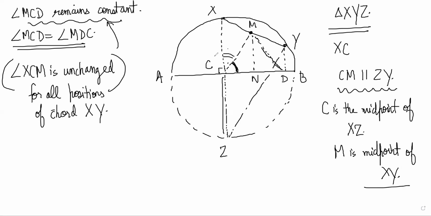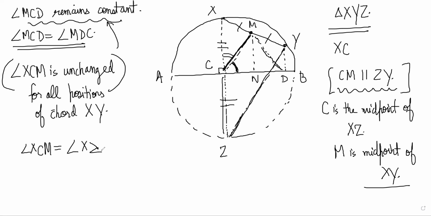So by midpoint theorem, the line CM and the line YZ will basically be parallel, right? Because they are the lines which cut the two sides of the triangle XYZ into half-half ratios, right? This and this. So since they are parallel, we know that angle XCM will be equal to angle XZY.